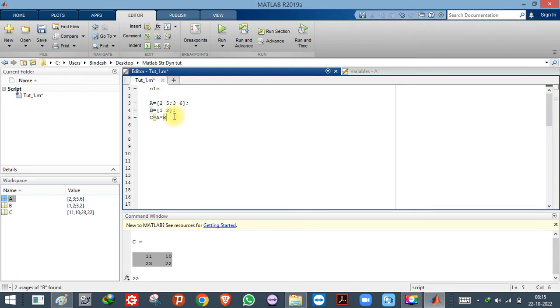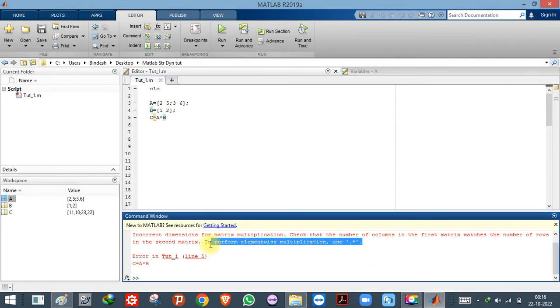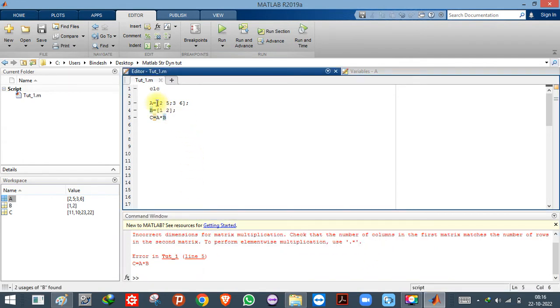Now if you see, if I try to execute this, I'll try to run this, it will give me an error. See, incorrect dimension for matrix multiplication, check that the number of columns in the first matrix matches the number of rows in the second matrix. So this will give you the error code that the size of matrix A and B is not correct for multiplication. Now if I make B transpose, now how to make B transpose?